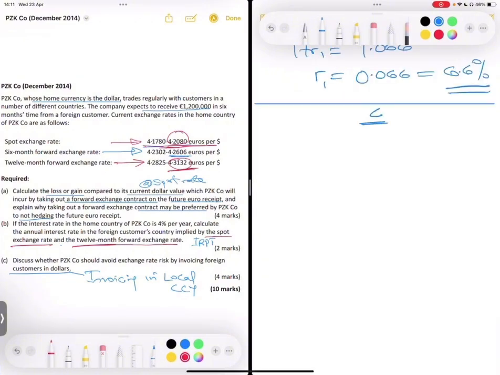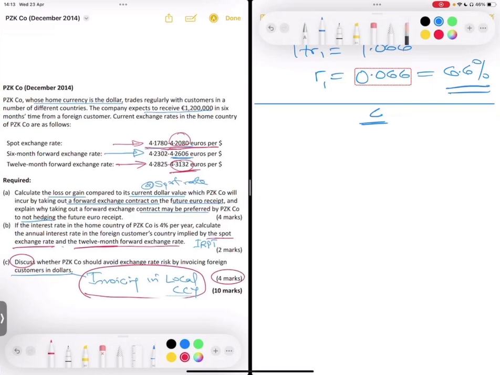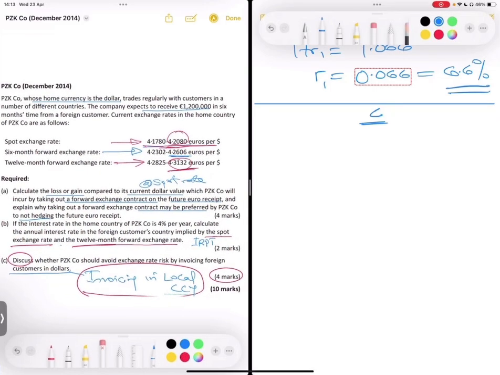The last part of the question, which is the C part, is asking us to discuss whether PZK should avoid exchange rate risk by using the internal method of invoicing in local currency. So it's a tricky question. When they ask you this type of question, what they are asking you is to discuss. And anytime you are asked to discuss in the ACCA exam, see, 4 marks is not a joke. It's not just to say they should do it. What they're asking you to do is to discuss the benefits and disadvantages. So you need to discuss both the good and bad.